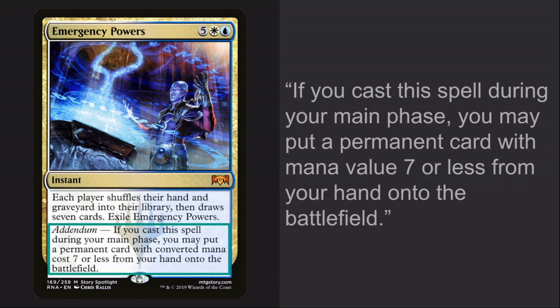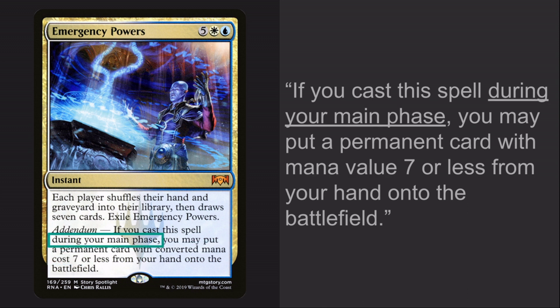The second effect is, if you cast the spell during your main phase, you may put a permanent card with mana value 7 or less from your hand onto the battlefield. Quick aside, this card has not been reprinted since the Oracle text was changed from converted mana cost to mana value. While this particular change has no rules impact, it is worth noting that the Oracle's rules text is what you should read when determining what a card does. Sometimes reading the card means looking up Oracle text.